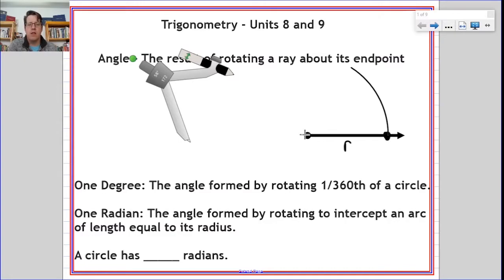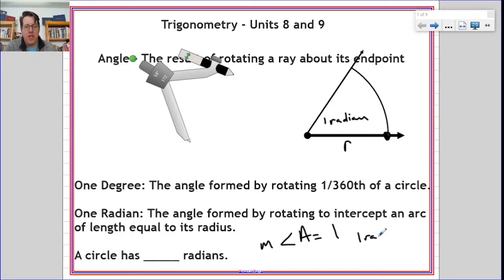So that angle measures 1 radian. If you see the measure of angle A equals 1, that means 1 radian. If you see the measure of angle A equals 1 degree, no points for guessing, that means it's in degrees.